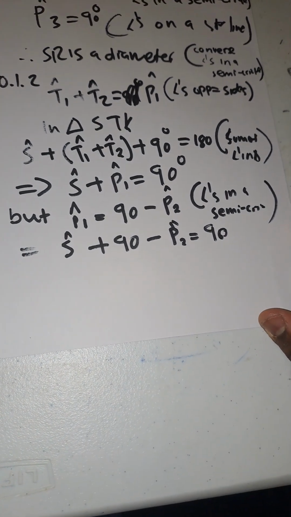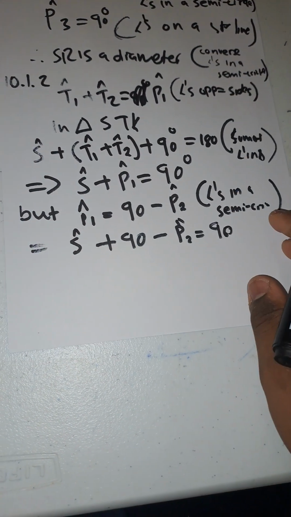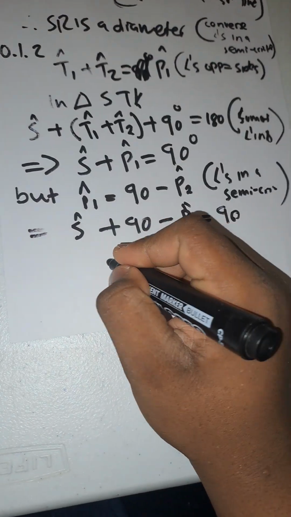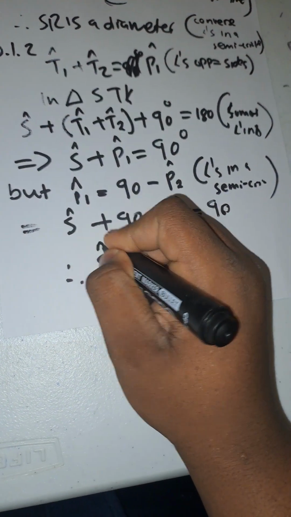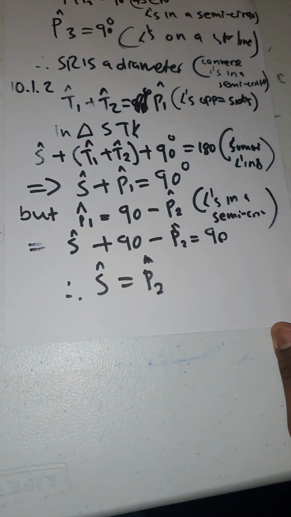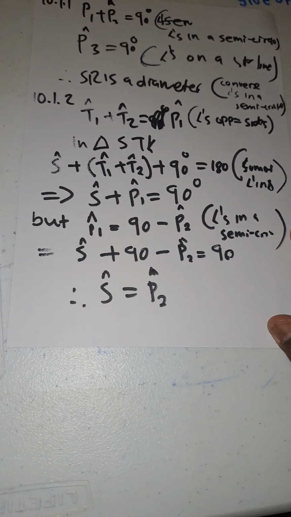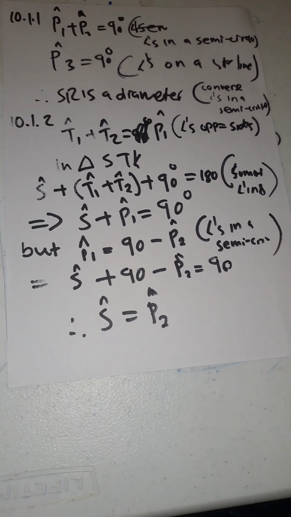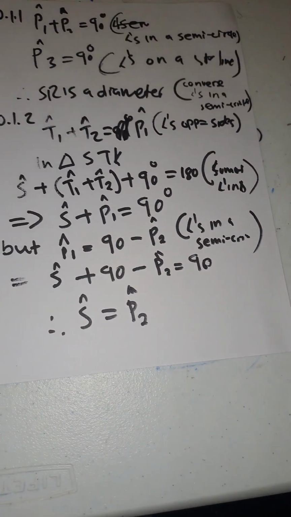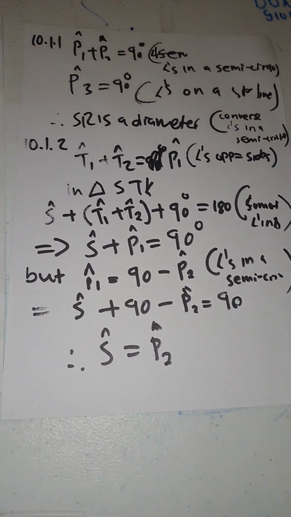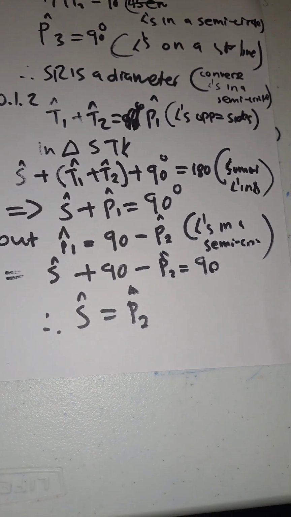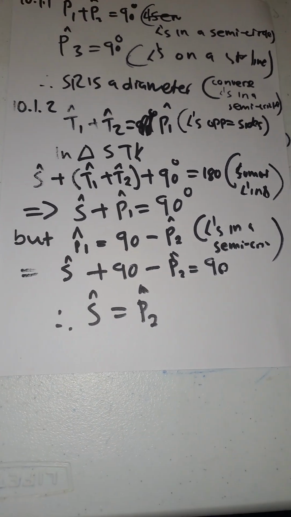So 90, when it goes to that side, it will be what? 0. So when negative P2 goes to the other side, it will be what? P2. Therefore, angle S is equal to P2. You see? As long as you try by completing your angles and write whatever you have, you'll be able to write all your answers. I hope it makes sense, guys, because Euclidean is very tricky in a way such that you just have to try by all means.